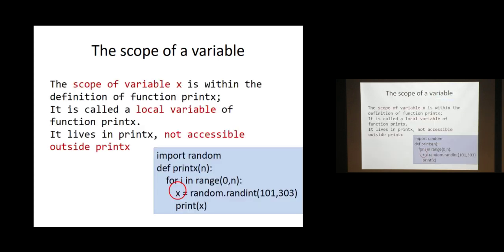Okay, to summarize: the scope of a variable x is within the definition of the function. It is called a local variable. This x is local to print x. It lives in print x. It is not accessible outside print x.